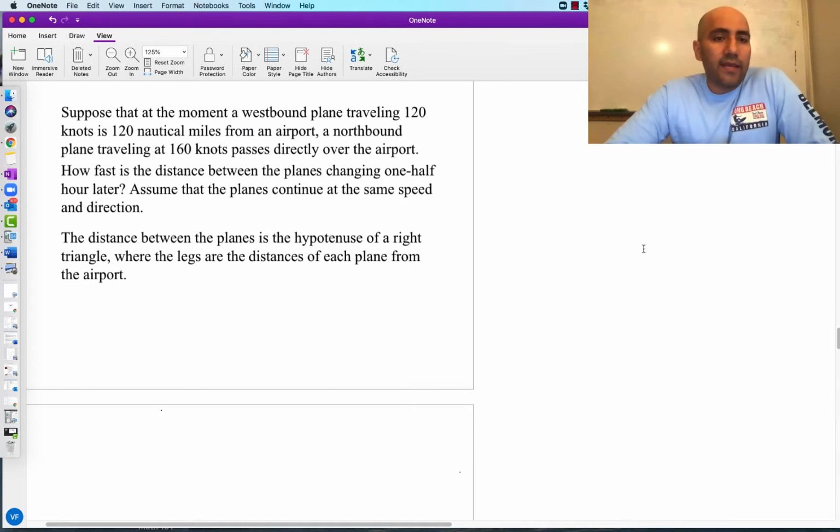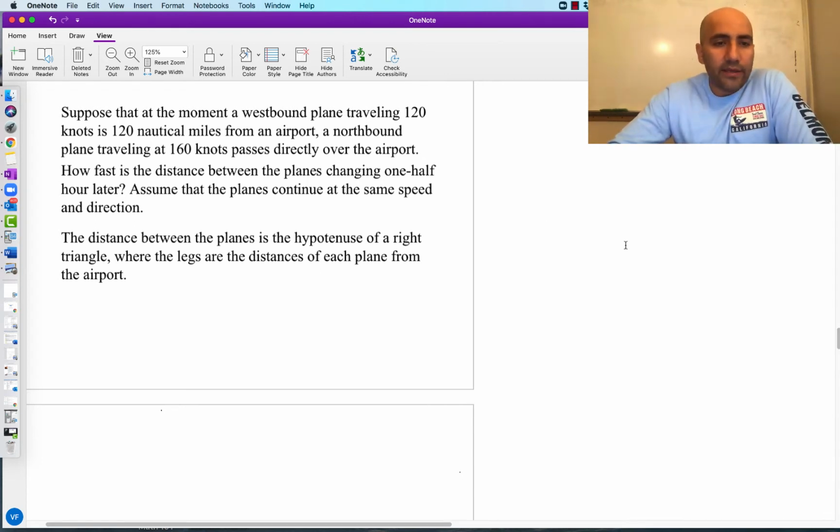Okay, suppose that at the moment a westbound plane traveling 120 knots is 120 nautical miles from an airport. A northbound plane traveling at 160 knots passes directly over the airport. How fast is the distance between the planes changing half an hour later? Assume that the planes continue at the same speed and direction.